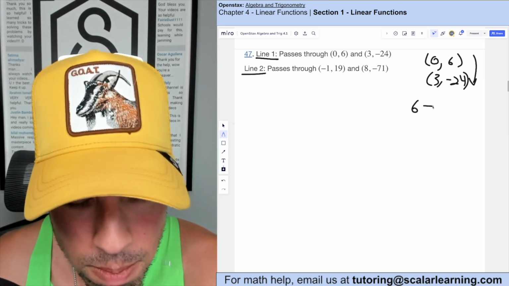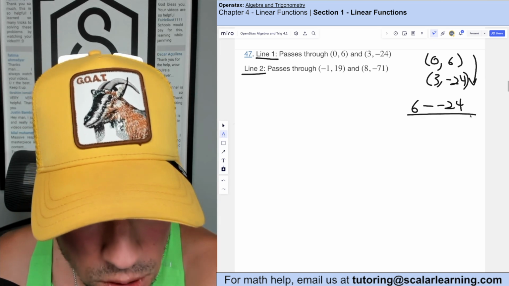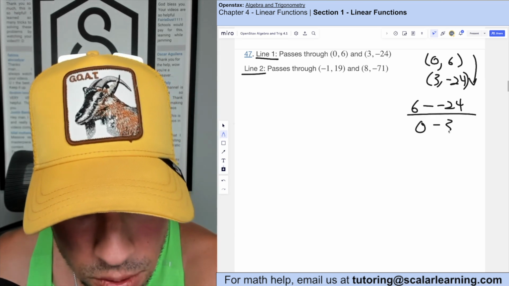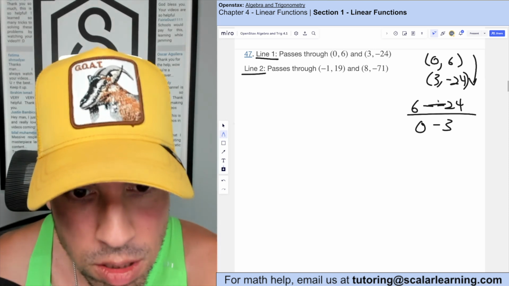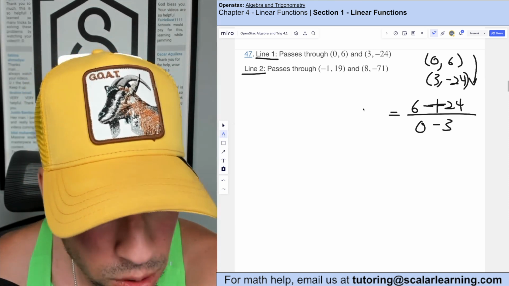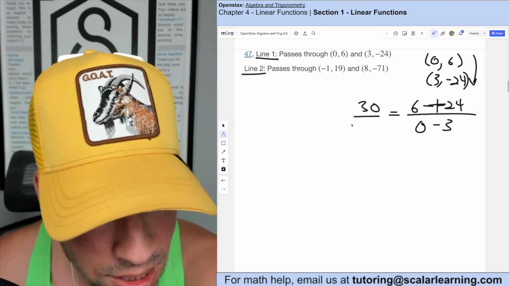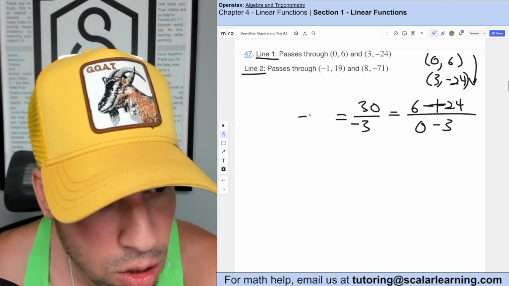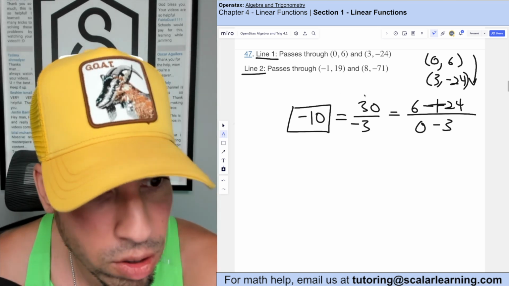So I have 6 minus negative 24 for the difference of the y's over 0 minus 3 for the difference of the x's. That becomes a plus, double negative. So 6 plus 24 is 30. 0 minus 3 is negative 3. So this has a slope of negative 10. Okay, that's for line 1.